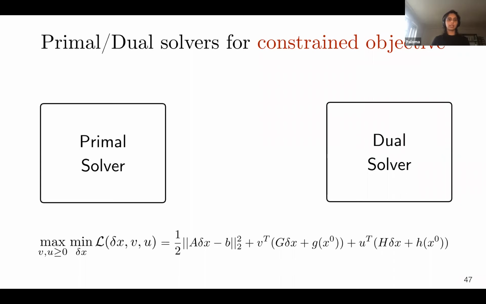And this is the original unconstrained objective that we saw earlier, with the A delta x minus b, augmented with penalty terms for the constraint violation. Now, the primal solver minimizes this objective over delta x, which you recall were the state updates, while the dual solver maximizes over the dual variables V and U, which control the weight on the penalty terms.